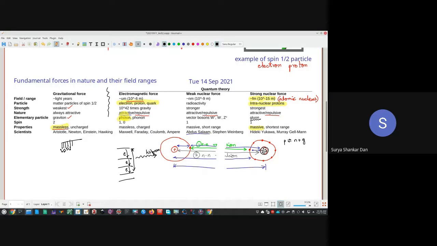However, you can ask, sir, if there is a photon over here, why don't we see it? That is because the frequency of that photon does not belong to your visible spectrum. Okay, so that is the whole point.